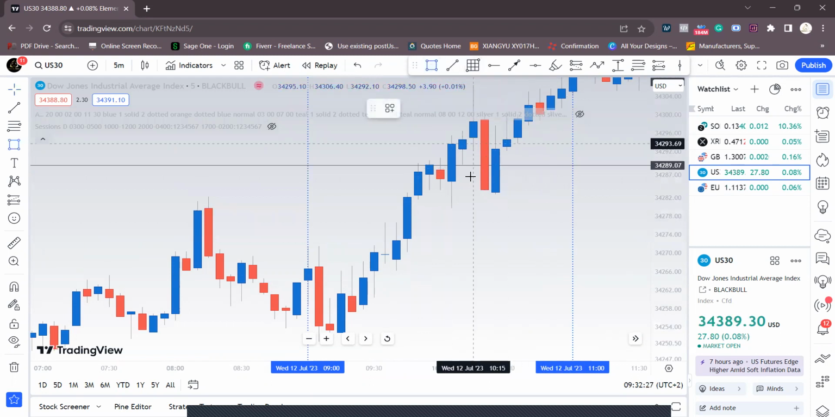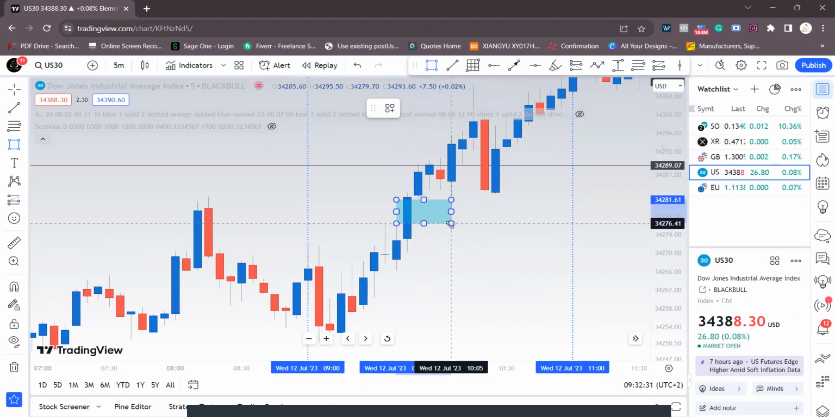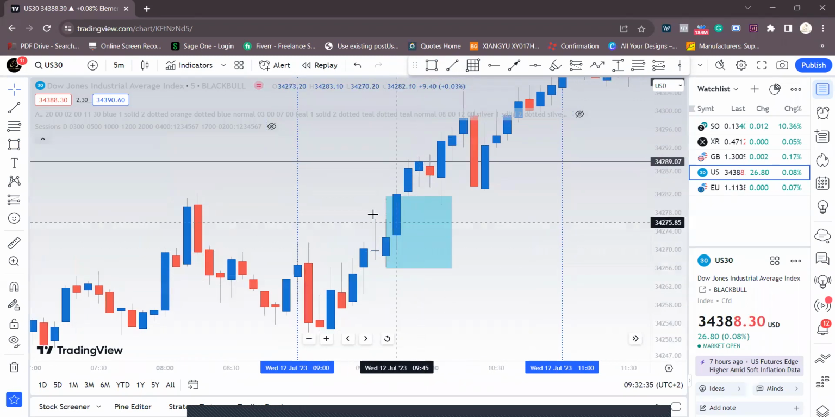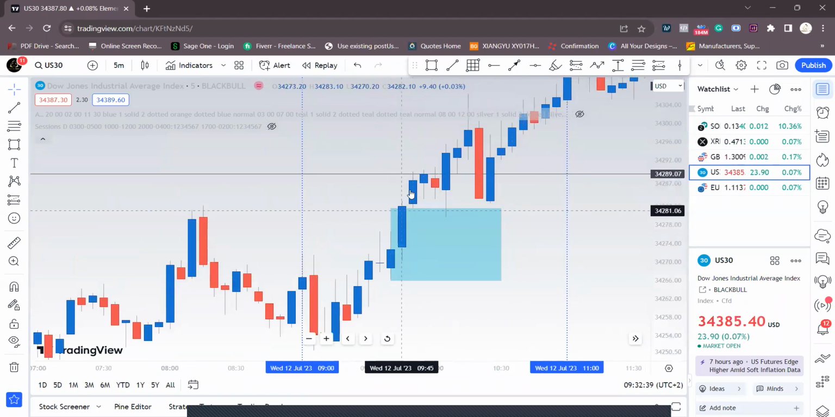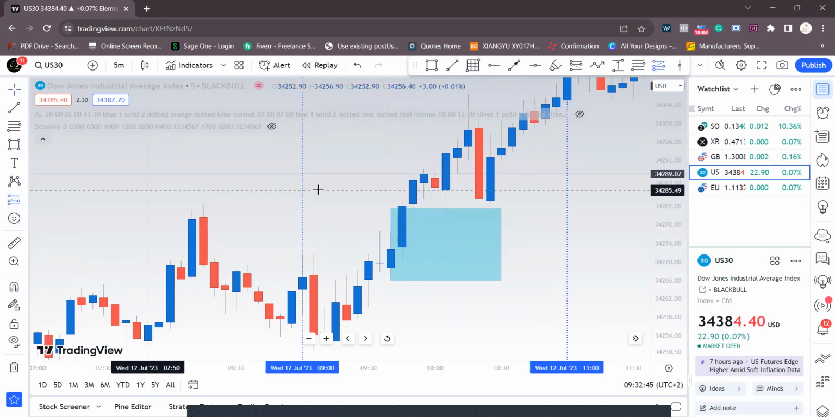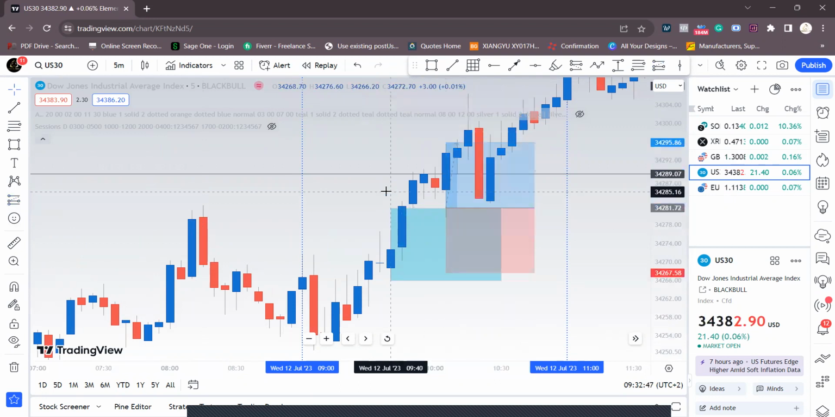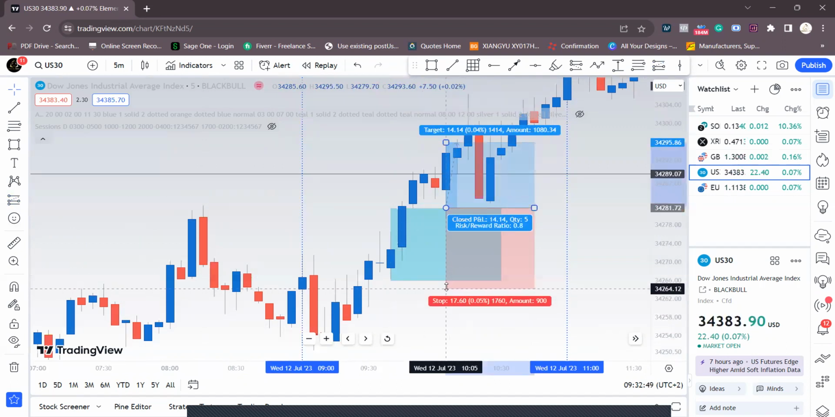So we got a fair value gap right here and here. This was our fair value gap, but we are taking the order block into consideration, and this was our entry point. As you can see, after this, it was like 5, 10, 15 minutes, and then we got to tap into our fair value gap. And this would have been the entry. Stops below.